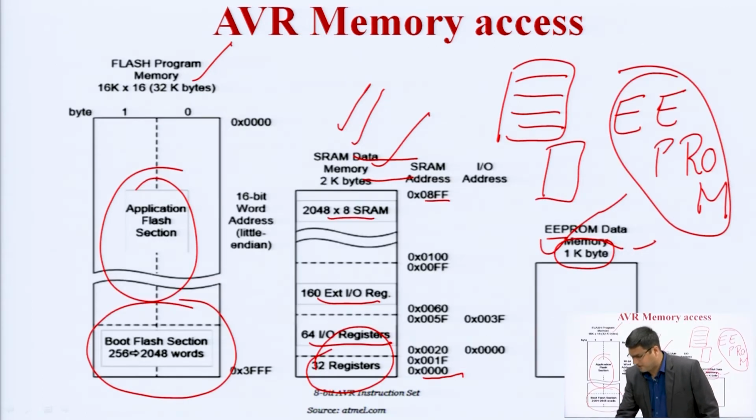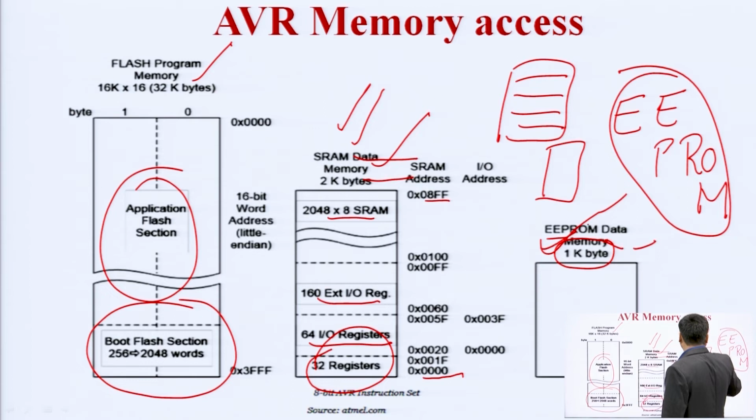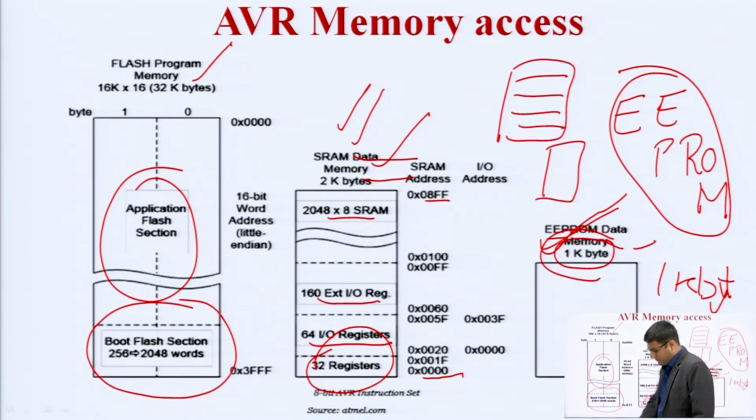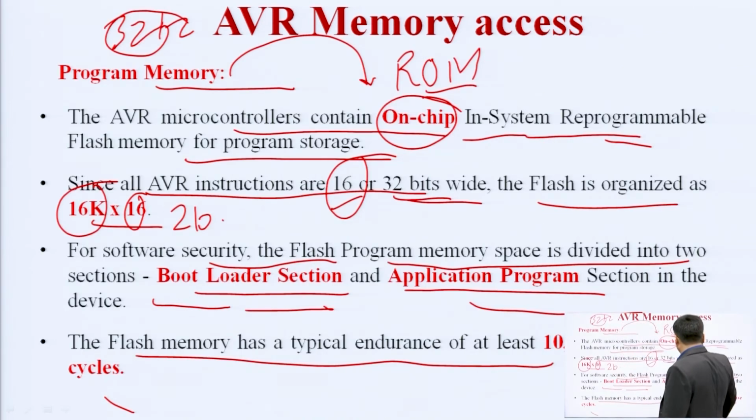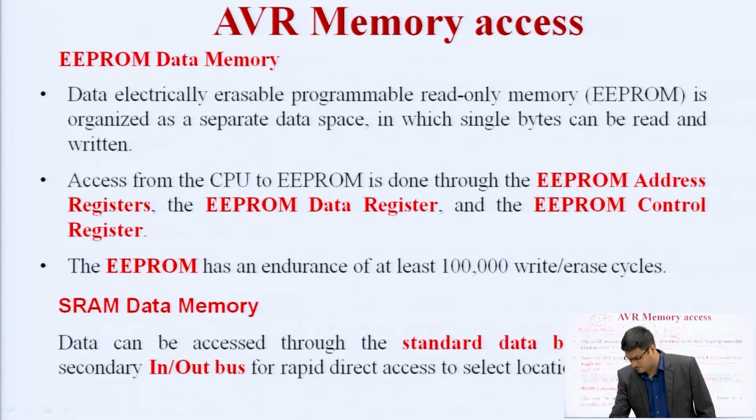So here you can see that the third section is electrically erasable PROM data memory. It is available in a 1 kilobyte package, and it has an endurance of 10,000 read, write or erase cycles. In one go it can do that. So this is the AVR memory access.